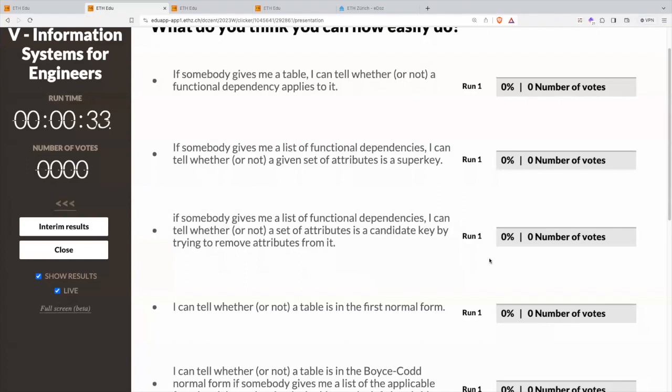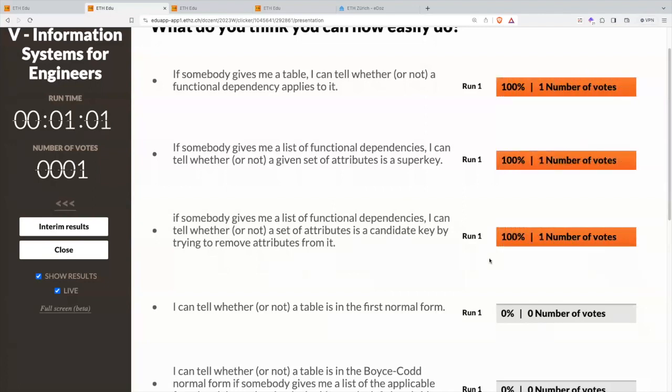For example, if somebody gives you a table, can you tell me if a functional dependency applies to it or not? If I give you a functional dependency, are you able to spot functional dependencies? That's the first one. The second one is, if somebody gives you a list of functional dependencies, can you tell whether a set of attributes is a super key or not a super key? Can you tell that? The third one, if somebody gives you a list of functional dependencies, can you tell whether a set of attributes is a candidate key by trying to remove attributes?